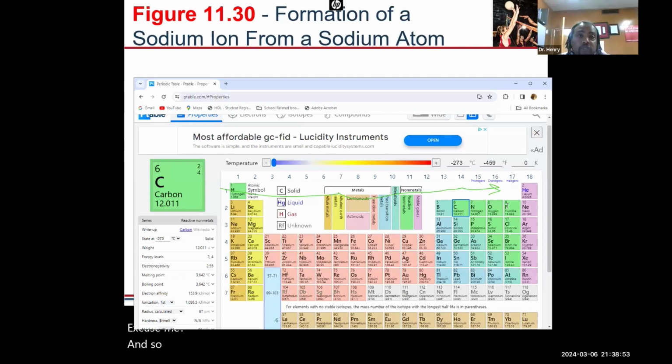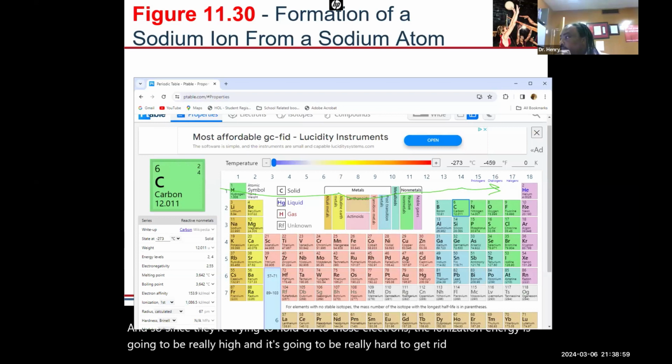Trying to hold on to those electrons, the ionization energy is going to be really high and it's going to be really hard to get rid of those electrons. The noble gases, those guys are already stable. They will not lose an electron unless you put a whole lot of energy in there. And so they're going to have a very, very high ionization energy for them to be able to lose their electron.